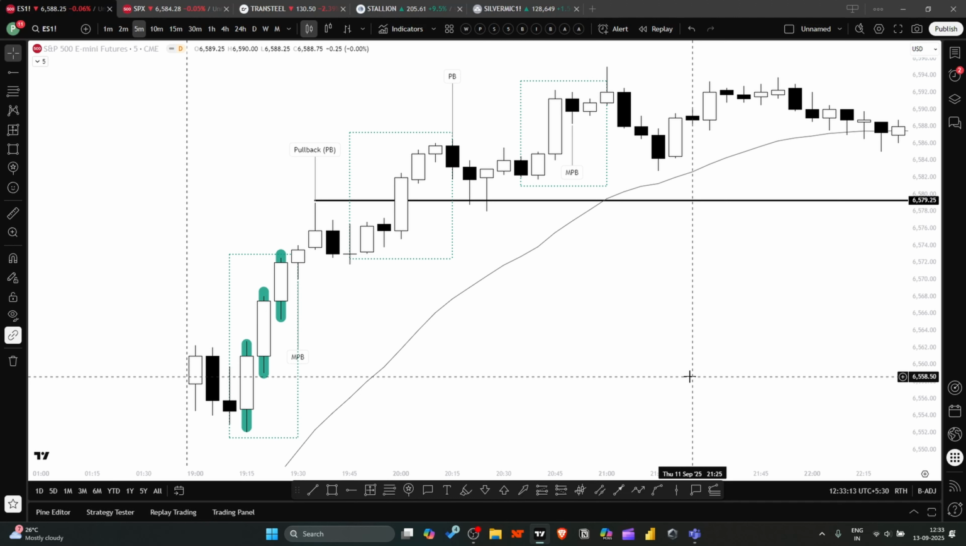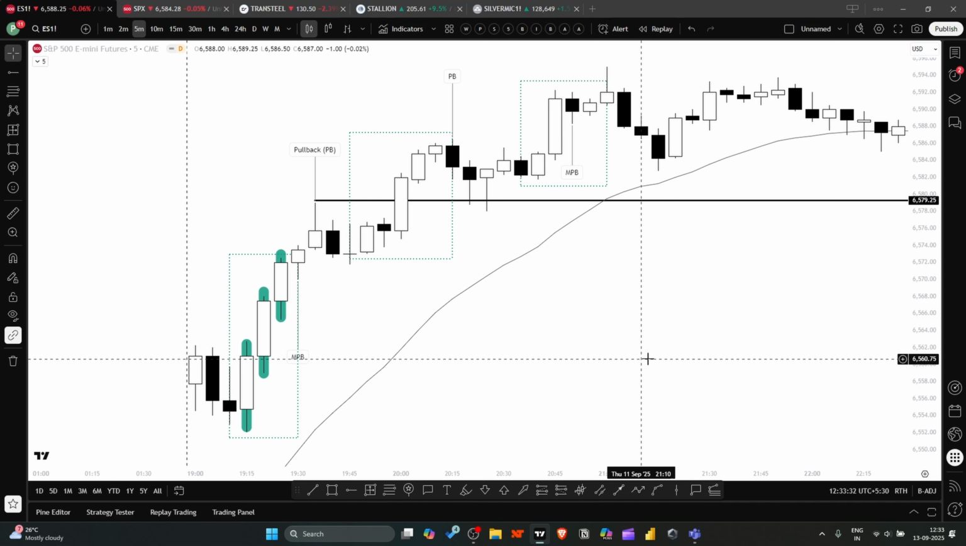Okay, guys. In this pullback, this H1 you will count when the high of the pullback is broken, correct? High of the previous bar is broken. Yeah, high of the previous bar, not any of the bars, right before. Yeah, right before. Okay.